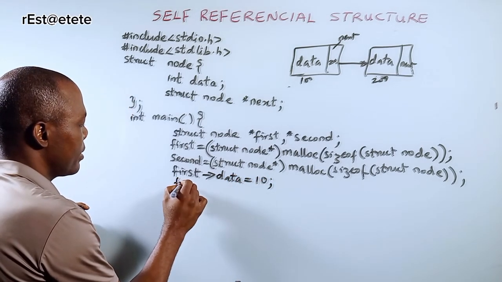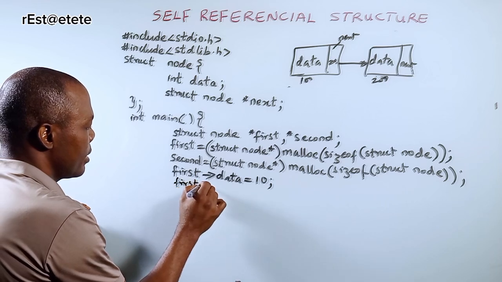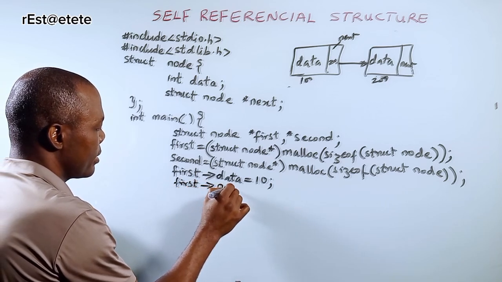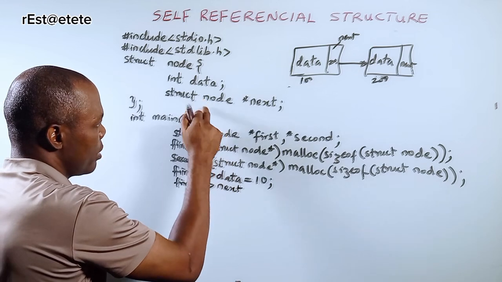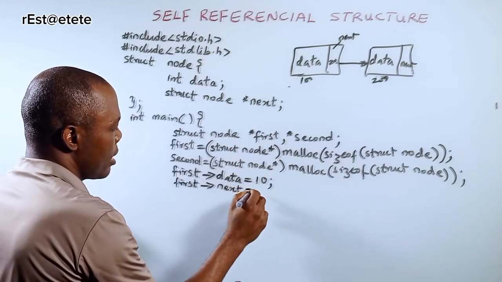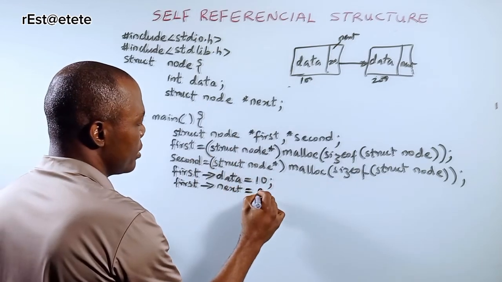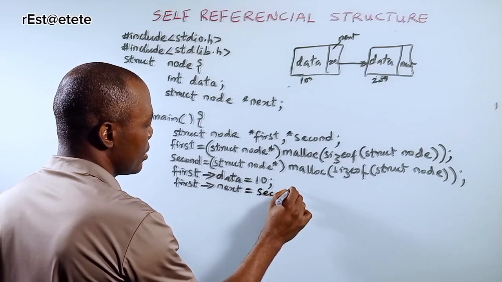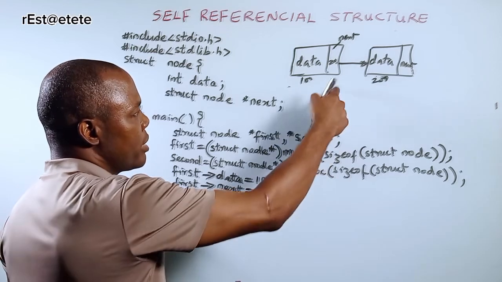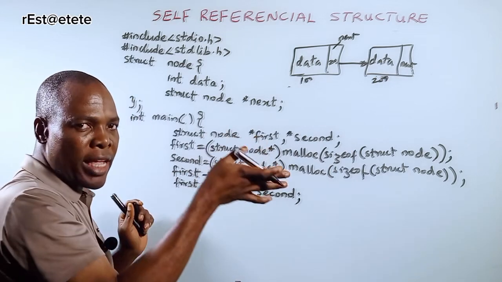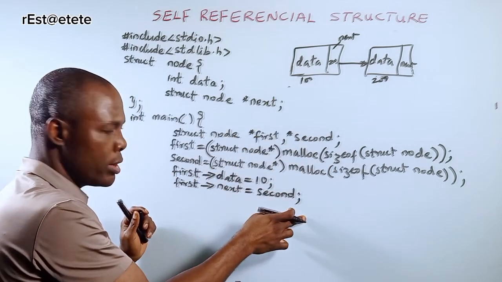Then first arrow next, which is this one, I will assign second to it, meaning I'm pointing it to this one. If I wanted it to stand alone, I will assign null to it.